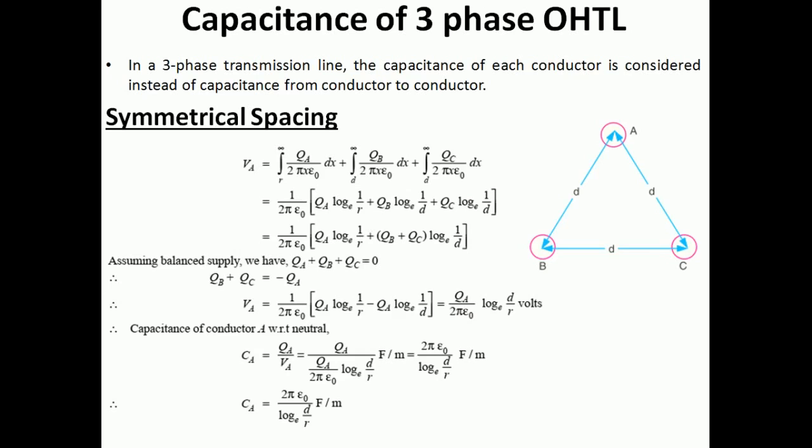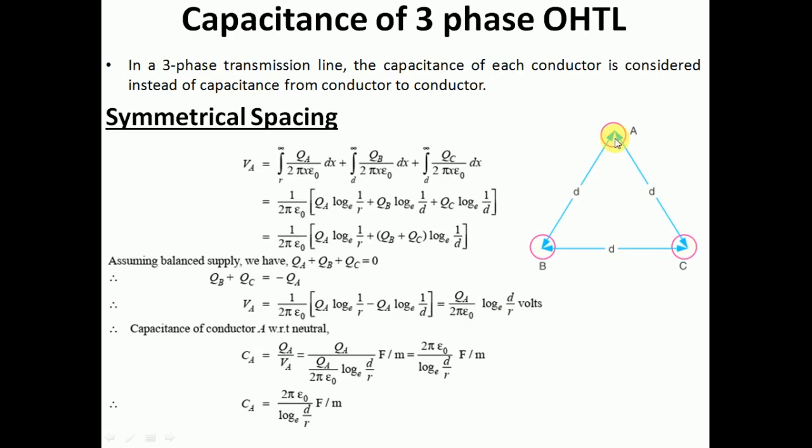So far we have considered the capacitance of single phase overhead transmission line. In the case of a single phase system, we have considered the capacitance from conductor A to conductor B, which we had written as CAB, and its value was pi epsilon 0 by natural log of d by r. While coming to the case of three-phase overhead transmission line, we are not going to determine the capacitance from conductor to conductor. Rather, we will be determining the capacitance of each conductor.